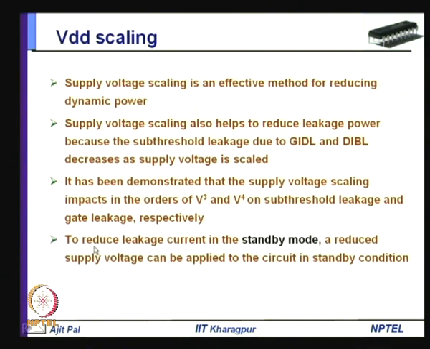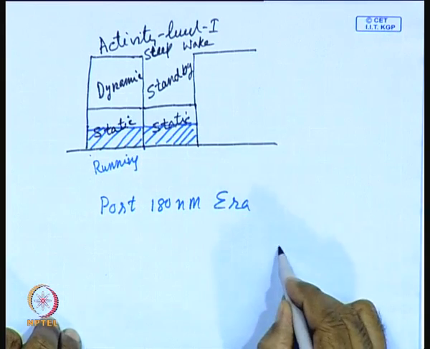And for example, to reduce leakage current in the standby mode, a reduced supply voltage can be applied to the circuit in a standby condition. That means, suppose here you have got a circuit.